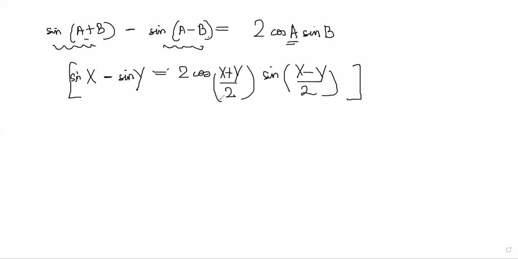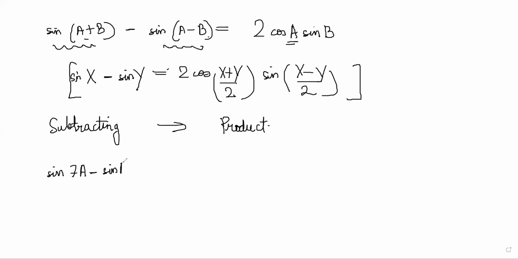This is my result that I have now discovered: sin x − sin y is 2 cos((x + y)/2) sin((x − y)/2). So you are converting a subtraction of two sines into a product of two trigonometric ratios. That is what the question was asking you to do. In the numerator you had sin 7a − sin a, and in the denominator you had sin 8a − sin 2a.